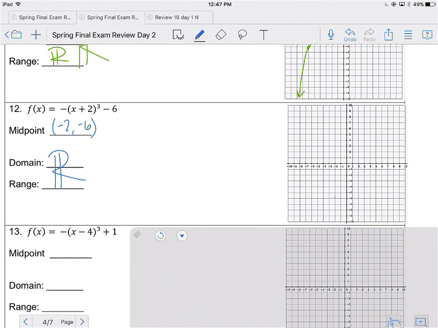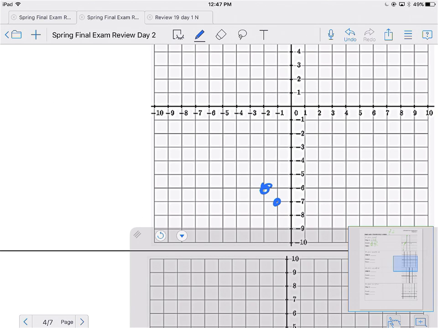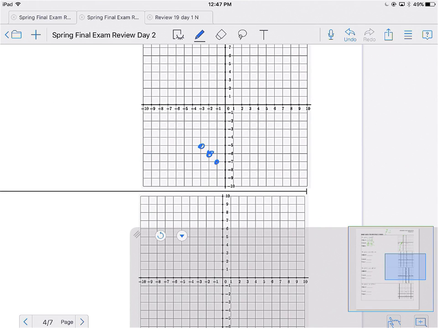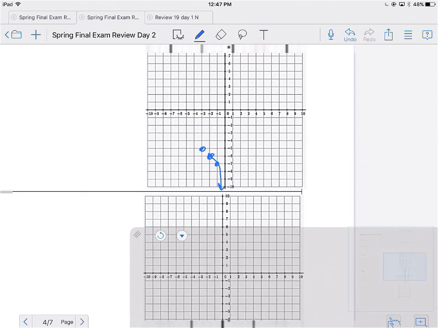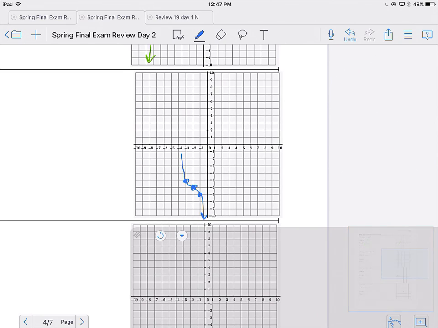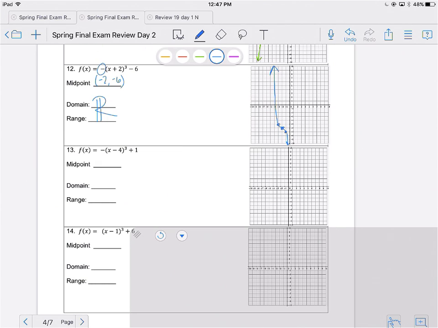So -2, -6. This one has a negative in front, so we go right and down, left and up, and then we make sure we draw it going up and down. The reason I say up and down is because the cube root looks just the same but goes side to side, so make sure this one goes up and down your graph.